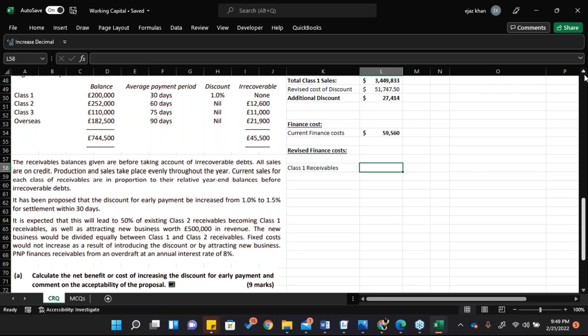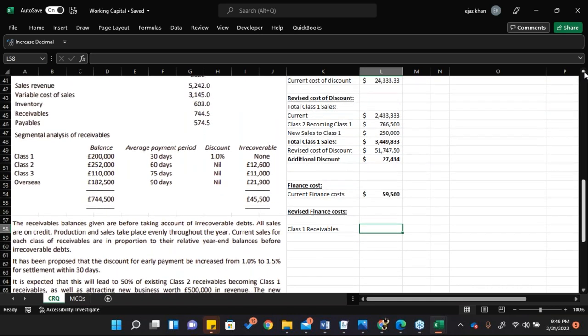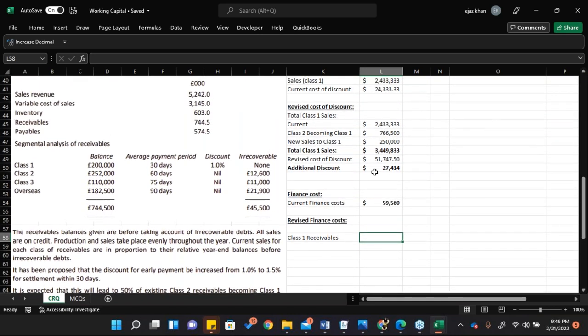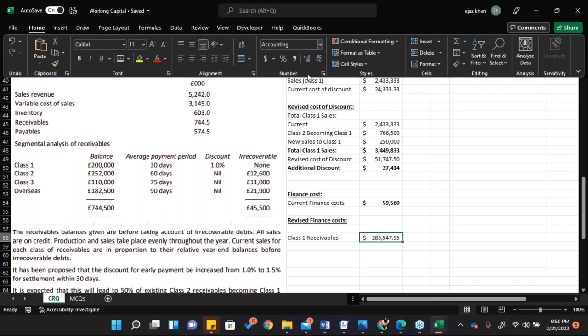The class 1 receivables could easily be calculated with the help of class 1 sales. Total class 1 sales, here we go. That's the total credit sales figure of class 1. We have to convert this into the receivable. So all we have to do is to pick this total class 1 sales, divided by 365 and multiplied by 30 to find the revised class 1 receivable figure. It's 283,547.95. That's the revised account receivable figure for class 1.